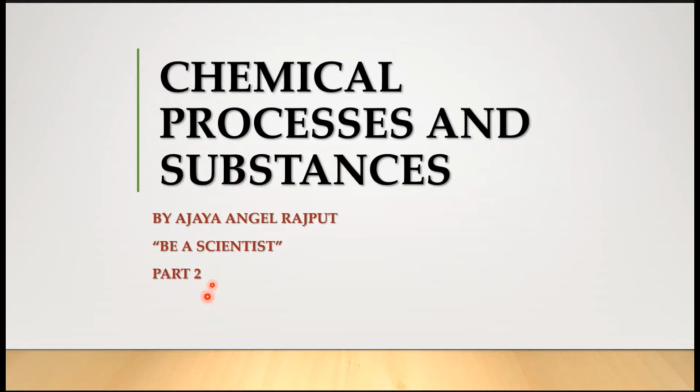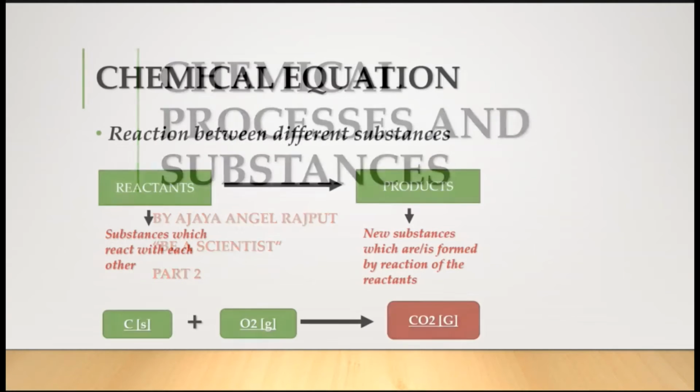So in this video we are going to finish the chapter Chemical Processes and Substances. This is part 2 of Chemical Processes and Substances.